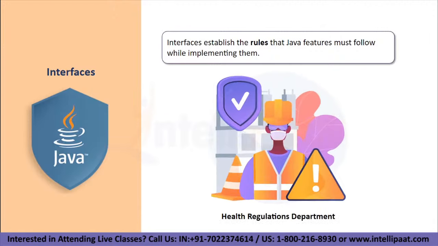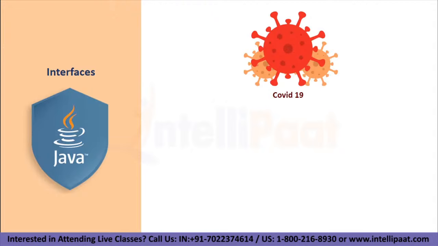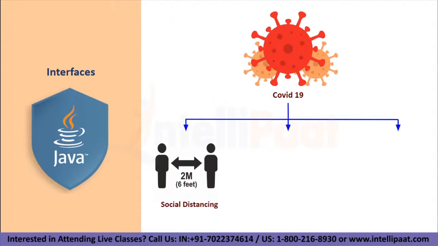Consider the health regulation department as an interface. The HRD sets multiple rules and guidelines to be followed by the general population to limit spread of any sort of health disease. Take an example of COVID per se. The HRD initiated a protocol that everyone should keep a distance of 6 feet or 2 meters while standing in a public area, which is a rule, right?